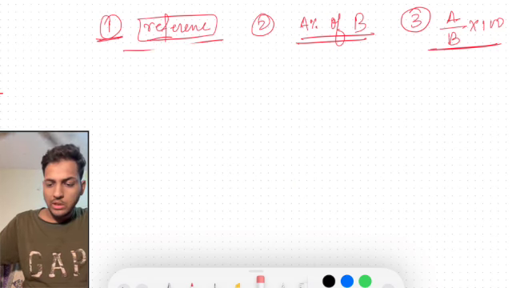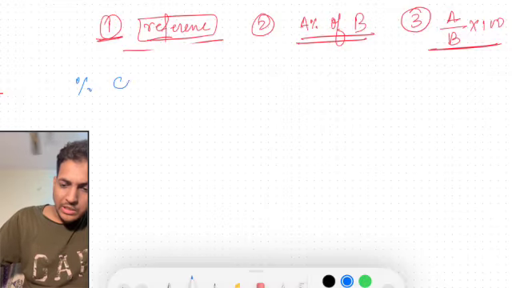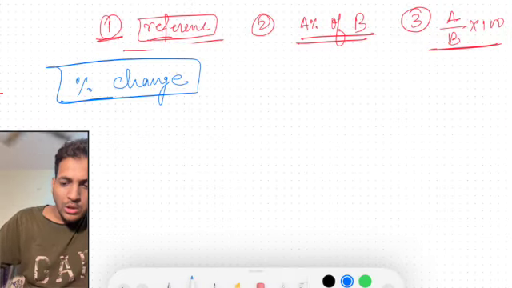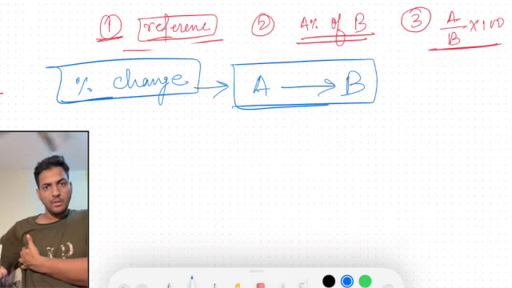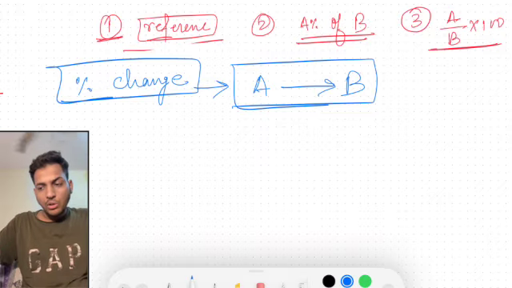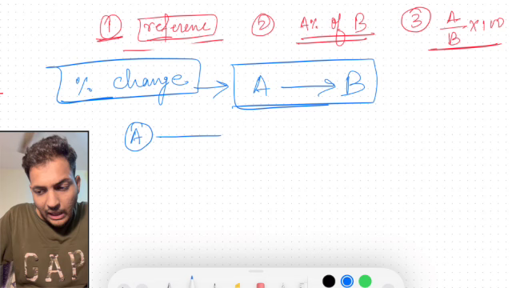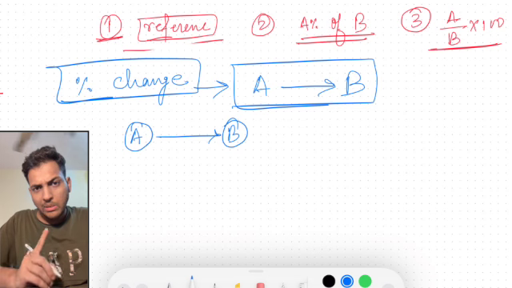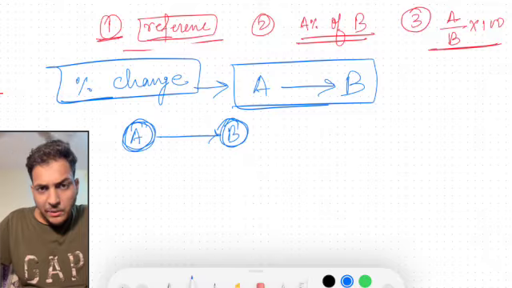The fourth thing you have to learn is percentage change. Now, how do you calculate percentage change? Suppose from A to B I ask you, how much is the percentage change? Now this is very important, because you may make a mistake in this. Initially it was A and then it became B, then how much is the percentage change?